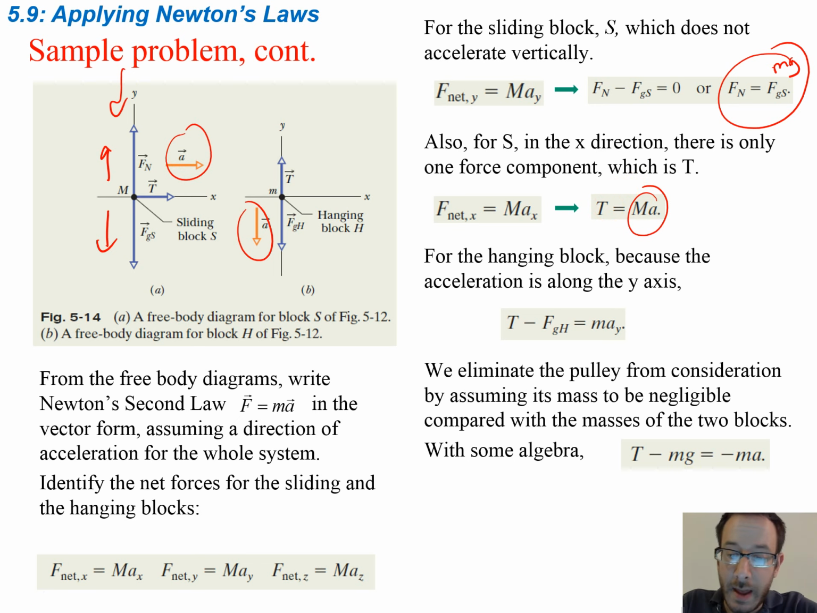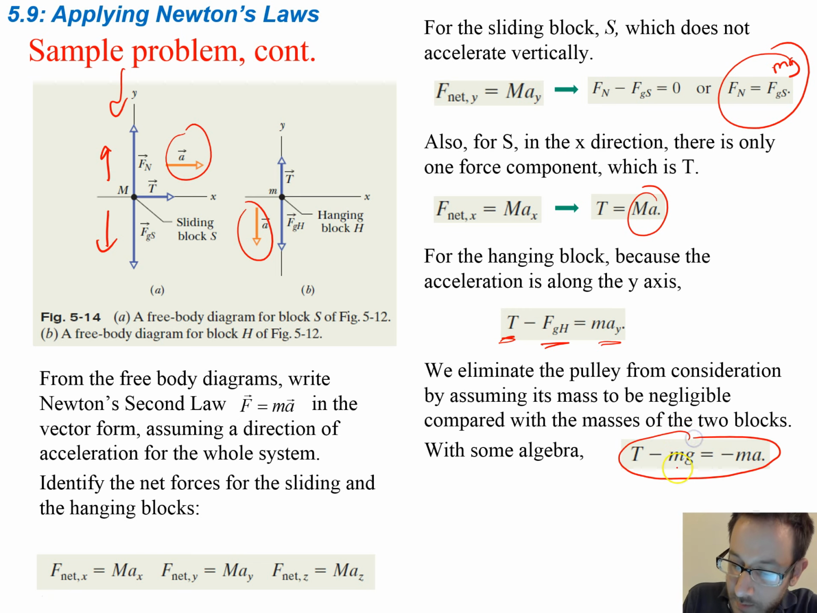All right, so for the hanging block, because the acceleration is along the y-axis, we can just look in the y-axis and sum all the forces, which is just tension minus the force of gravity, equal to mass times acceleration in the y direction. Okay, so we eliminate the pulley from consideration by assuming its mass to be negligible compared with the masses of the two blocks. So with some algebra, you just end up with this equation, which is the tension minus the weight is equal to the opposite of mass times acceleration.